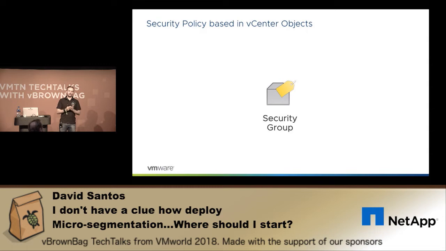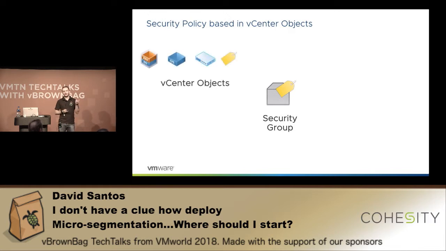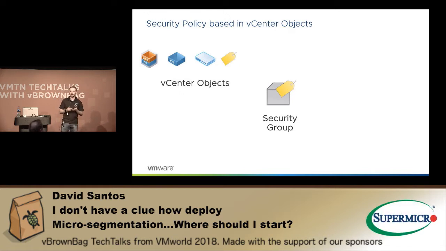The building block of these rules is what we call a security group. A security group is something that helps you to create your firewall security policy. You can include almost anything in a security group. A security group can contain VMs based on their names, on the operating system, and the port groups that they are connected to, or something that's really cool called a security tag. A security tag is metadata, and you can attach that security tag to any virtual machine.